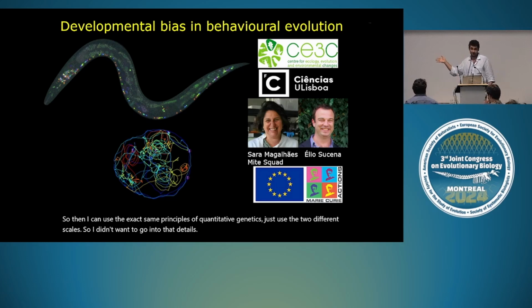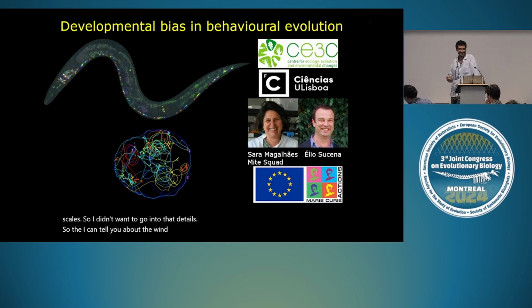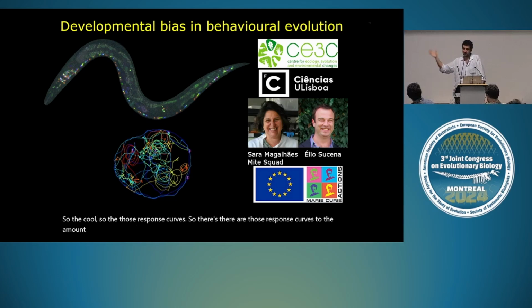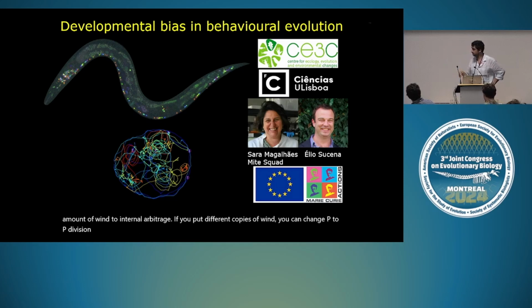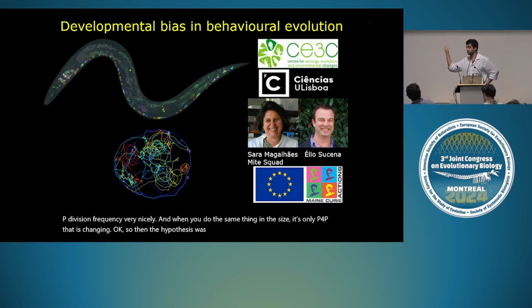So I can tell you about the wind stuff then. The dose response curve: there are dose response curves to the amount of wind. In Caenorhabditis, if you put different copies of wind, you can change P3P division frequency very nicely. And when you do the same thing in Oscheius, it's only P4P that is changing. So the hypothesis was that this gradient is changing, and by doing quantitative in situ, where you can actually count the number of RNAs, you see that correlation.